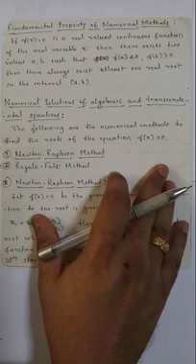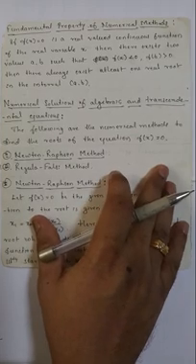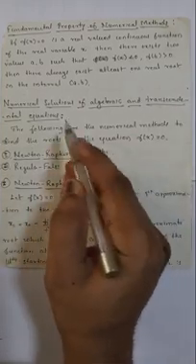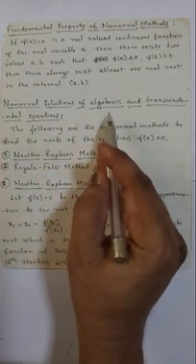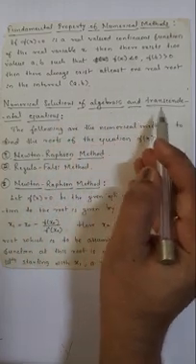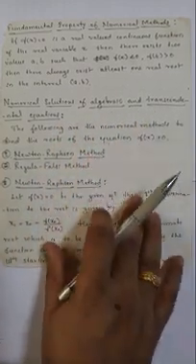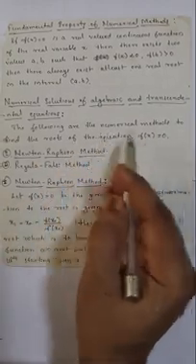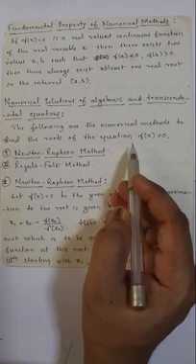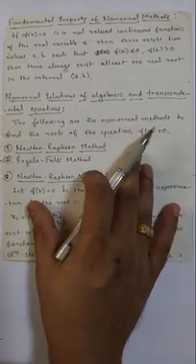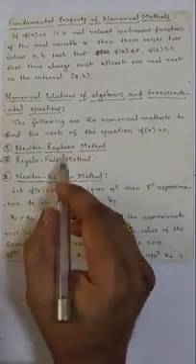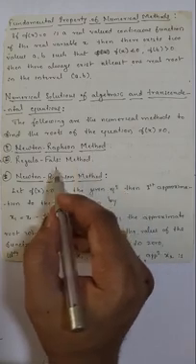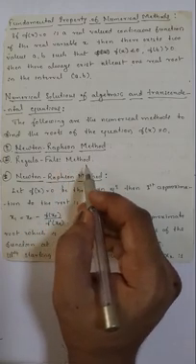Continuing with the previous video. So now we discuss numerical solution of algebraic and transcendental equations. The following are the numerical methods to find the roots of the equation f of x equal to 0. The first method is Newton-Raphson method and the second one is Regula-Falsi method.